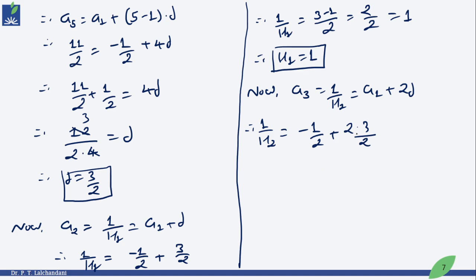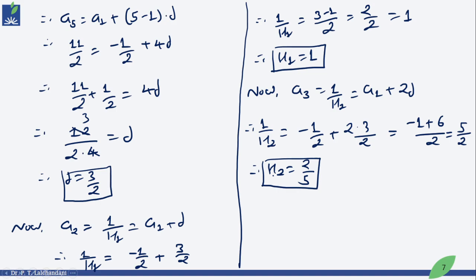Right? So see, we will not cancel out 2 here because we want to make the denominator same. So simplifying this, minus 1 plus 3 into 2, that is 6, divided by 2, and 6 minus 1, that is 5 divided by 2, and this is the value of 1 upon h2. So what will be the value of h2? Reciprocal of 5 by 2, that is 2 upon 5. So the value of h2 is 2 upon 5.